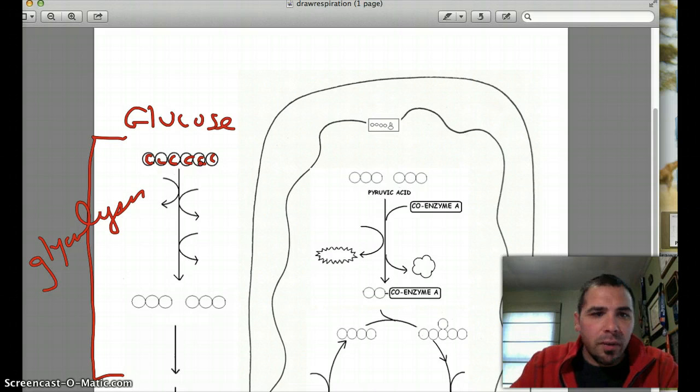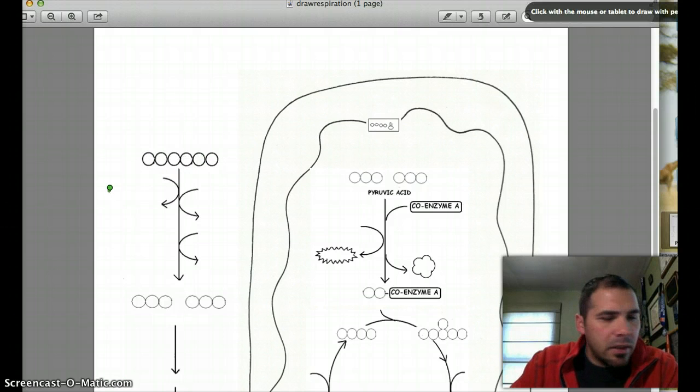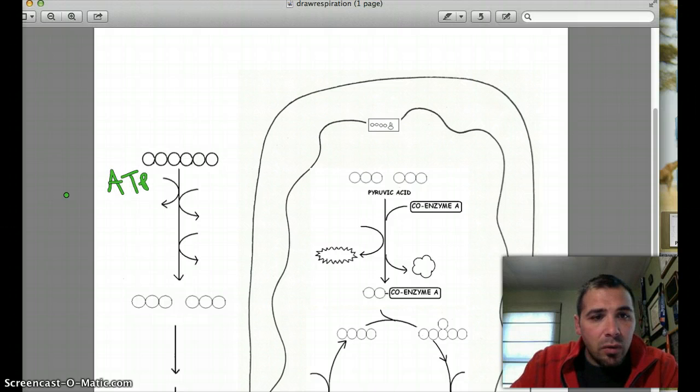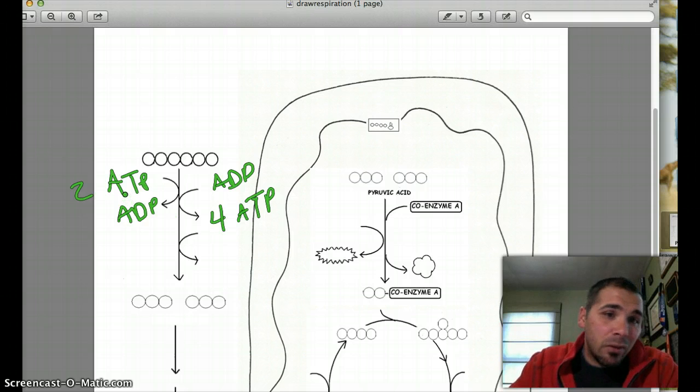Glycolysis is the breakdown of glucose. We've got a 6 carbon molecule. Here we have 2 ATP, which will form ADP plus a free phosphate. We've got ADP, which will actually form 4 ATP. So as you can see, we actually only gain 2 ATP, because you produce 4, but you use 2. We'll talk about it here in a little bit.